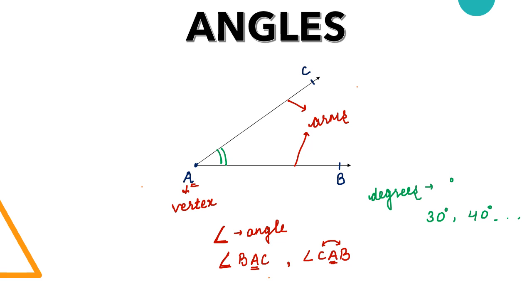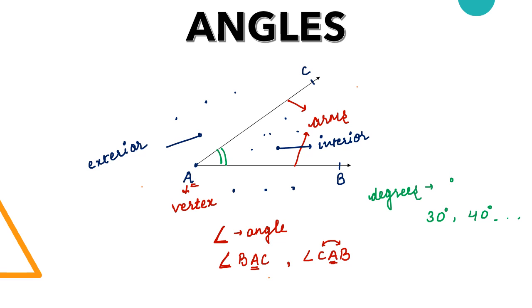All the points which lie inside the angle are called the interior of an angle. So if any point is lying here, we can say that it is in the interior of the angle. And if any point lies outside the angle, anywhere here, all these points are the exterior of an angle. So any point lying inside the angle is in the interior of the angle, and the points lying outside the angle are the exterior of the angle.